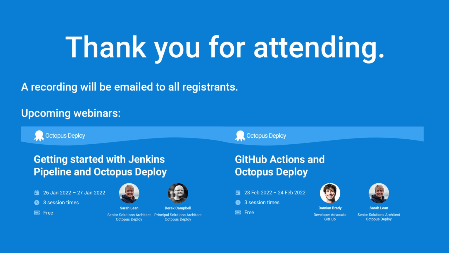We are back. I'm back with Sarah again on the 26th and the 27th of January as we talk about getting started with Jenkins Pipeline and Octopus Deploy. And then, Sarah, you're back with Damien Brady at the end of next month. Do you want to share a little bit about that? Yeah, so Damien and I are going to show you how, if you're using GitHub as your code repository, as your version control, you can use it with GitHub Actions and Octopus Deploy to make everything work together. So CI and CD pipeline all working in harmony together.